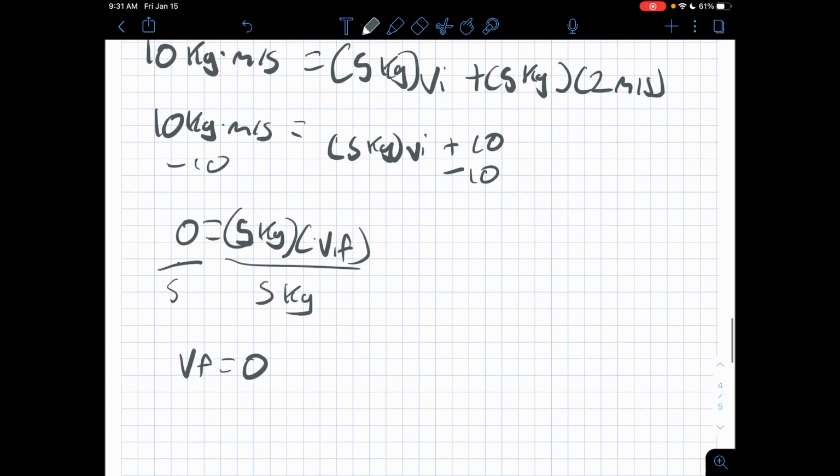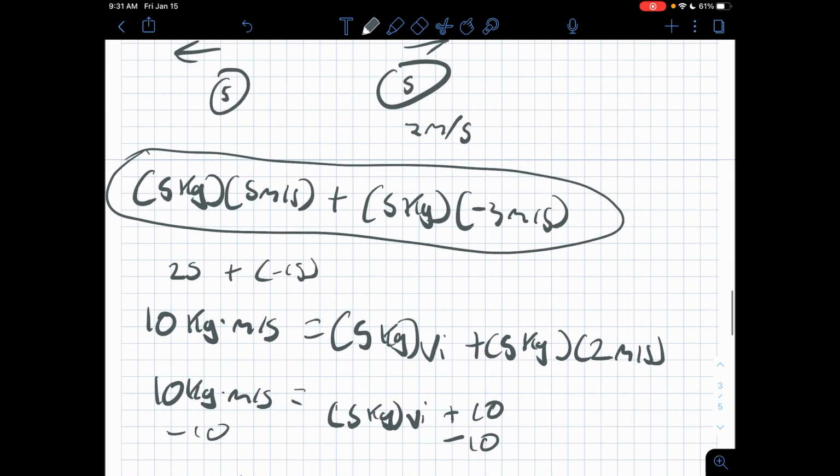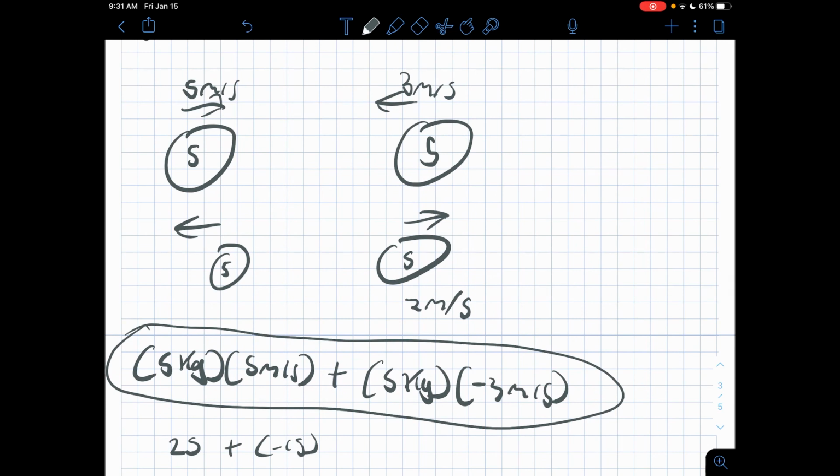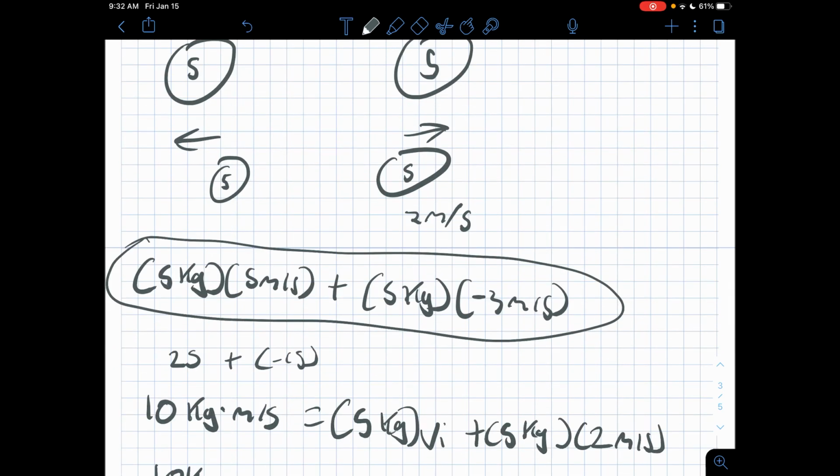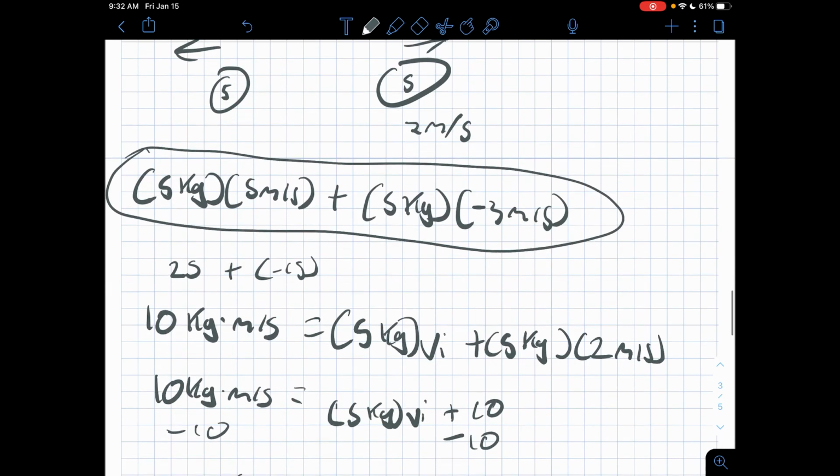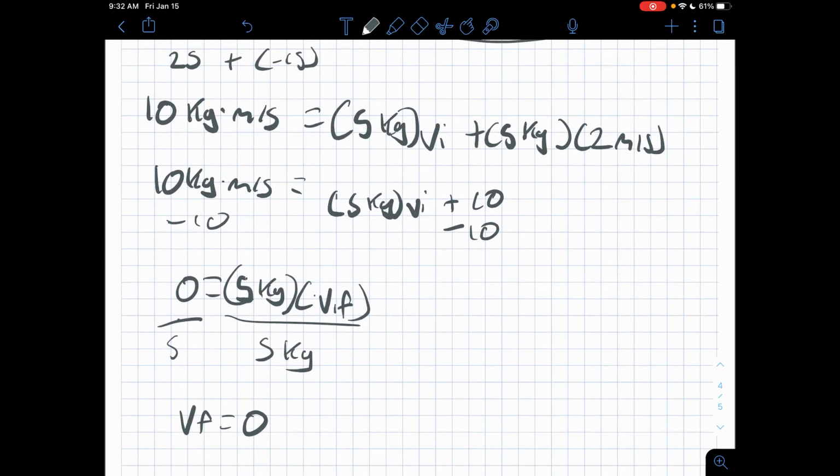And then by algebra. You always want to keep in mind direction. So if the final velocity was negative, you'd say it was going in the left direction because we're using the right direction as positive here. And if it was a positive number, you'd say it was going to the right.